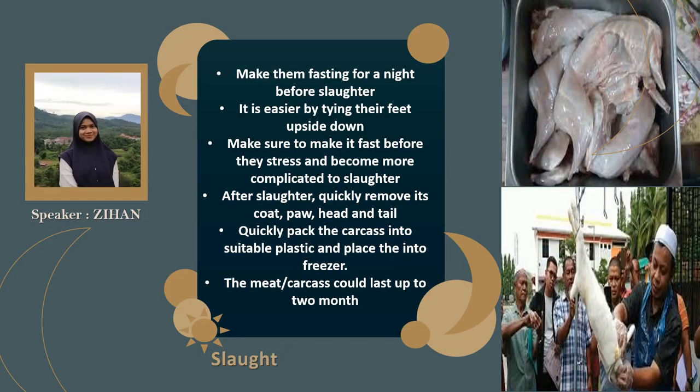So for the slaughtering and packaging, make them fast for a night before slaughter, and it is easier by tying their feet upside down. Make sure to do it fast before they stress and become more complicated to slaughter. After slaughter, quickly remove the coat, head and tail, and quickly pack the carcass into suitable plastic and place it into the freezer. The meat and carcass could last up to 2 months.